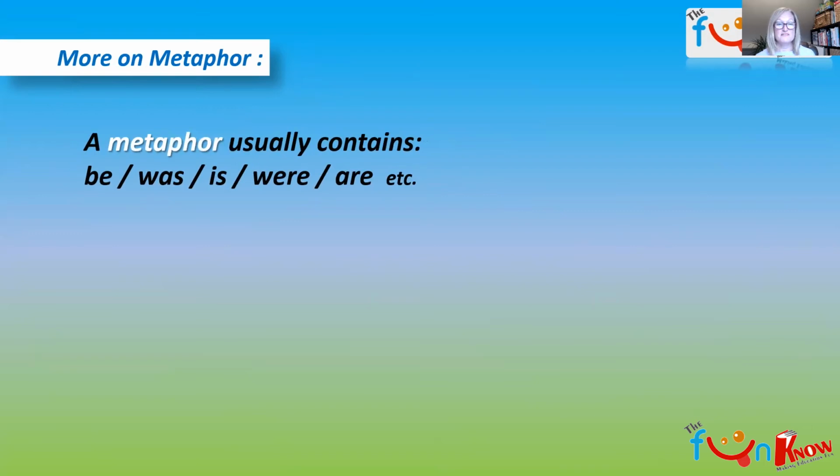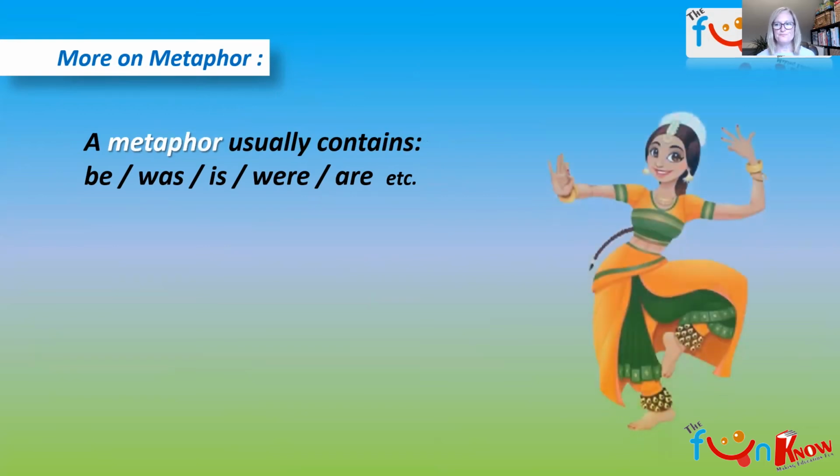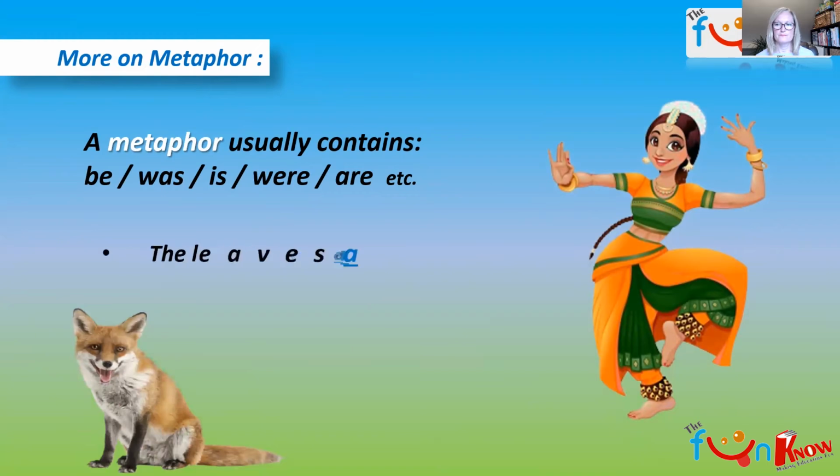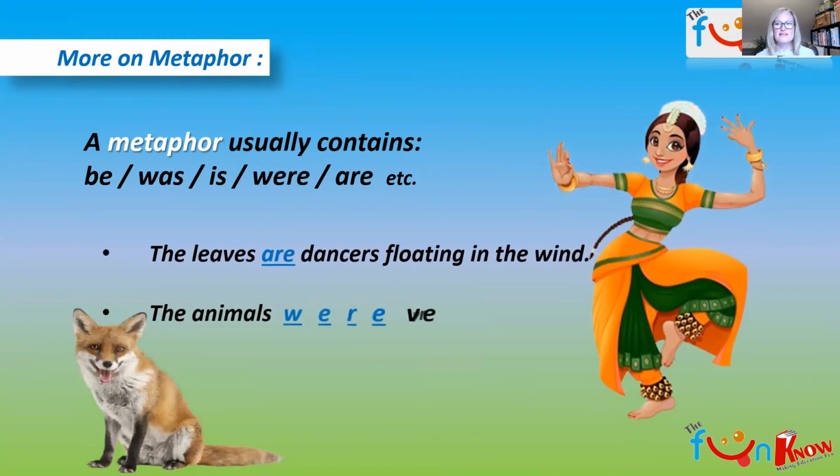Not always. A metaphor usually contains a be, a was, an is, a were, an are. So you're saying something actually is something else. The leaves are dancers floating in the wind. The animals were very cunning.